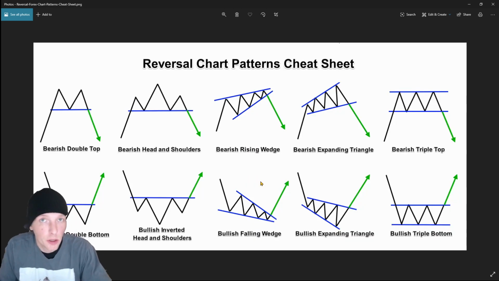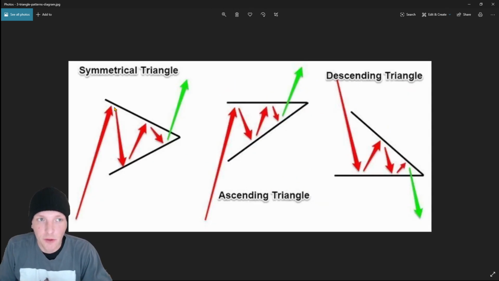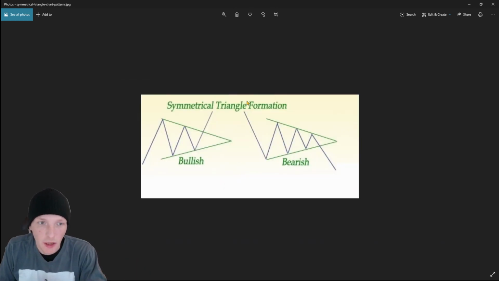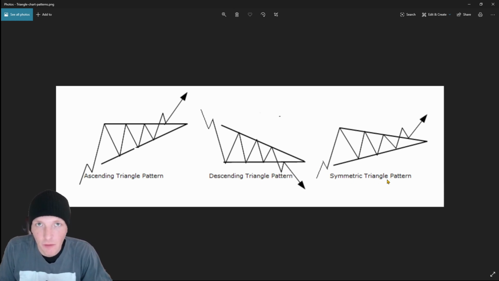Now I'm just gonna show you a couple pictures to get the example clear to you guys. You can see here they have a bearish rising wedge right here. They call them expanding triangles, bullish expanding triangle, bullish falling wedge, and these are some examples. And then we have symmetrical triangles, ascending triangles, descending triangles, more symmetrical triangles, bullish and bearish, ascending triangle pattern, descending triangle pattern, symmetric triangle pattern. See, there's all kinds of different names.